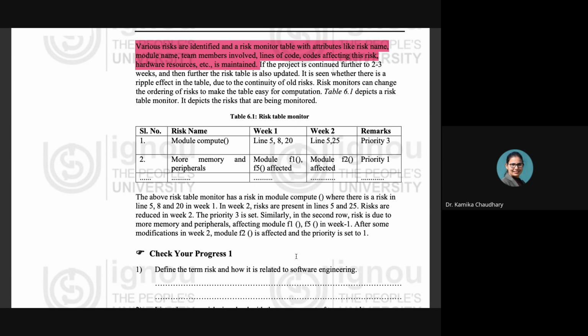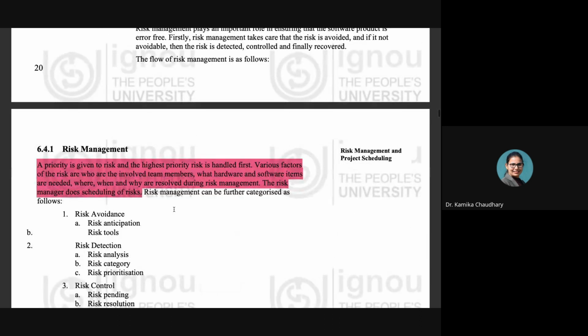And then these tables are kept on updating according to the quantity of the risks. If the risks are less, then the table is updated. If more, then again it is updated. Now we are going to see how the management of the risk is being performed, or what the risk management is. A priority is given to the risk, and the highest priority risk is handled first.